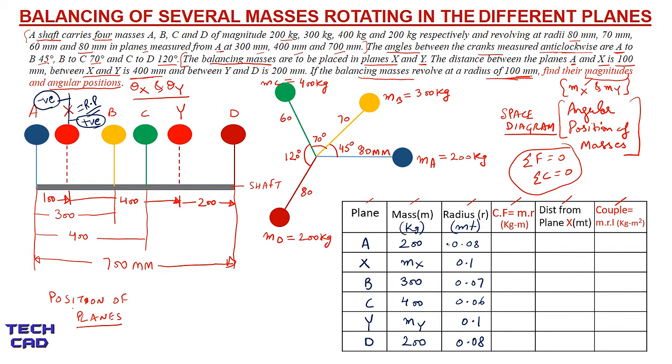So the radius of rotation for mass A is 80 mm, but I will take it as 0.08 meters. In the same way, the radius of rotation of mass X is 100 mm, I will take it as 0.1 meters. For the centrifugal forces, we have the formula mr, as we neglect the angular velocity because it is constant for all the masses. So for mass A, the centrifugal force will be mr, which is 200 into 0.08, and that is 16. In the same way, you can determine the magnitude of centrifugal forces for all the masses.